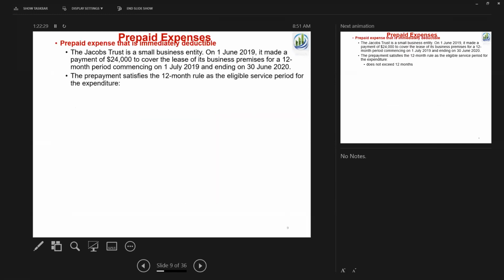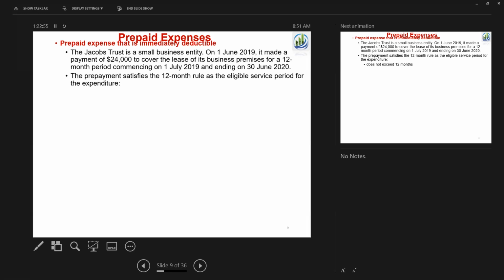Prepaid expenses. The Jacob Trust, a small business entity, on 1st of June 2019 made a payment of $24,000 to cover the lease of a business premises for 12 months, commencing from 1st of July to 30th of June. Excellent. Now we can see he paid that prepaid expense, right?